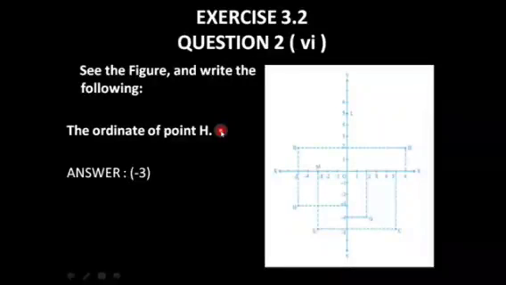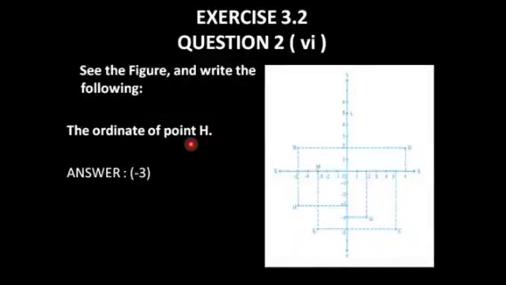Here is the next question. Find the ordinate of point H. My dear students, kindly note it is not coordinate, it is ordinate. Here ordinate refers to the y coordinate. As abscissa refers to the x coordinate, the word ordinate refers to the y coordinate. So we have been asked to find the y coordinate of point H.